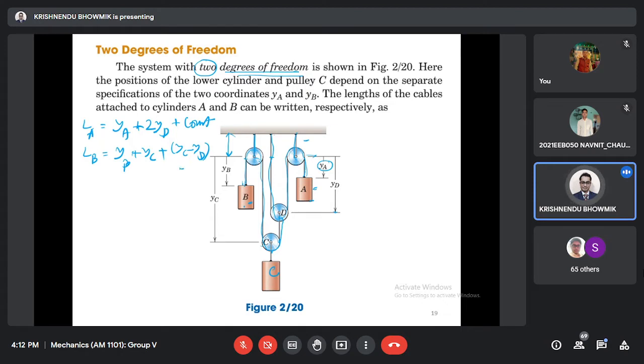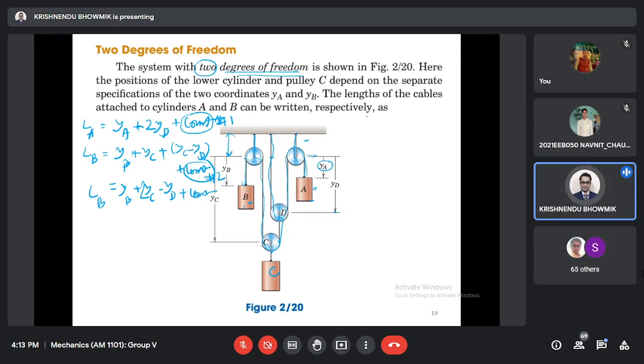We are not considering some portions. This is constant, this is also constant. Don't subtract and cancel out this constant. This is constant 1 and this is some other constant 2. Don't subtract and cancel out. So this way we can get LB equal to YB plus 2YC minus YD plus some constant.